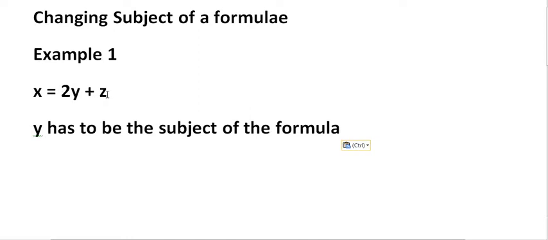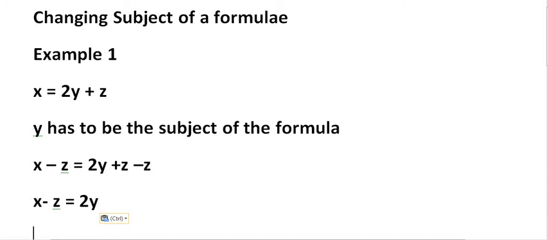To do this, we take the first step of removing z. Now there's a positive z here. To remove this z, we have to subtract z from the right hand side. Because we subtract z from the right hand side, as you remember, to balance the equation, we subtract z from the left hand side as well. So after subtracting z, you get the formula in this way.